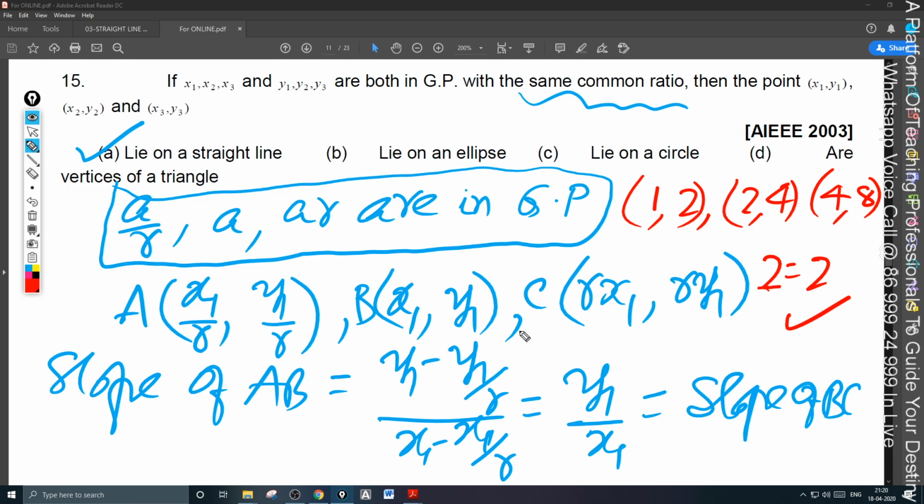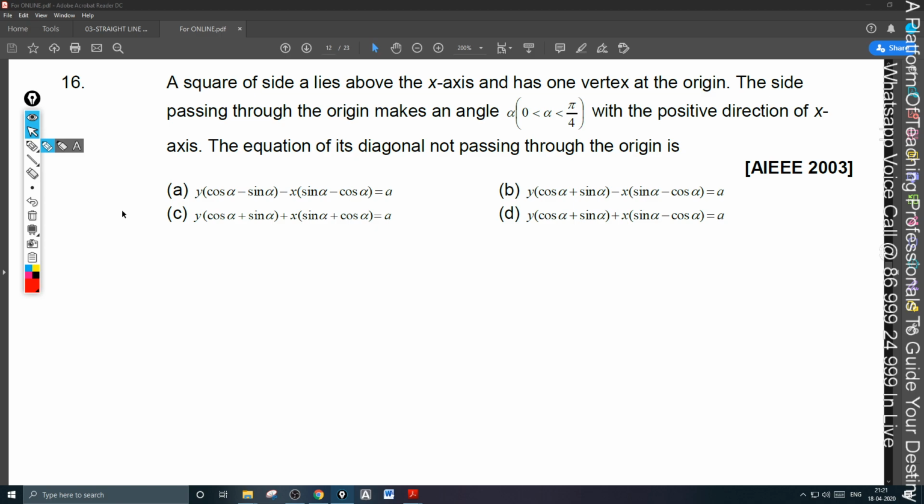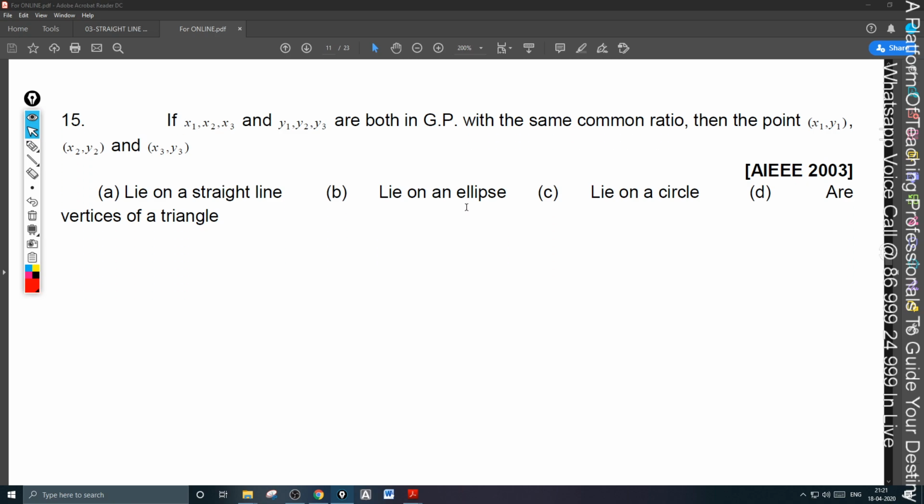Okay, next. Next please. This is also an important question. A square of side A lies above the x-axis and has one vertex at the origin. Someone said in the beginning the question is not clear. Dhananjay is saying y is equal to 2x. What is y is equal to 2x? You mean to say it is a line, Dhananjay? Yes, it should be, I think. y is equal to 2x is a line.